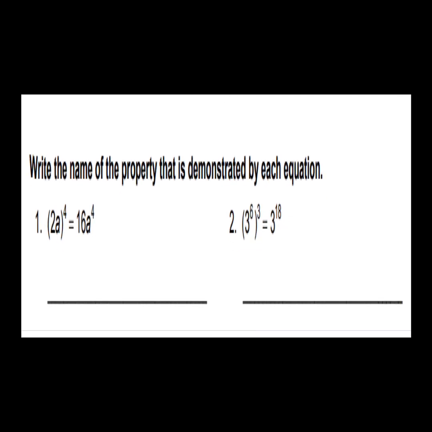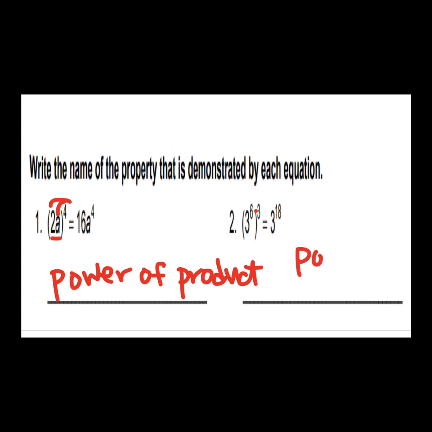So this is actually applying the power to each member of the expression inside. So this is actually the power of a product because it's a product of two numbers inside. So this would be the power of a product rule that you use to apply here. And then here, when we have the two powers multiplying together, it's a power of a power. So this is the power of a power property.